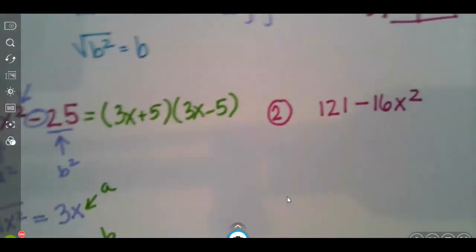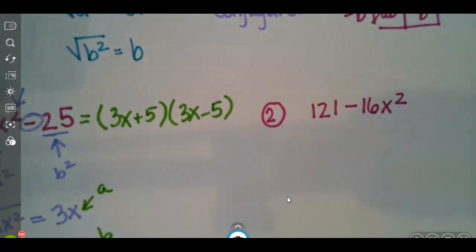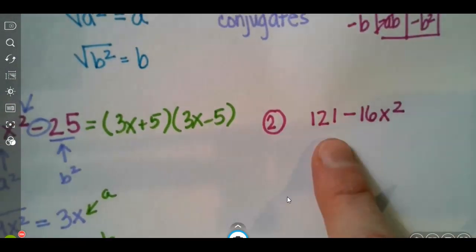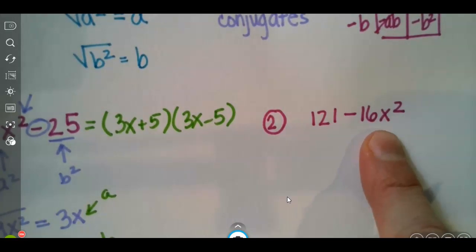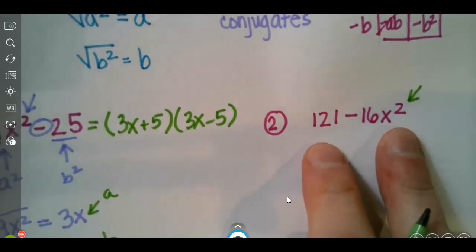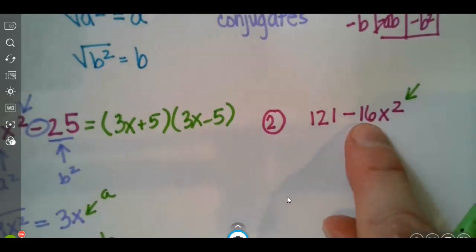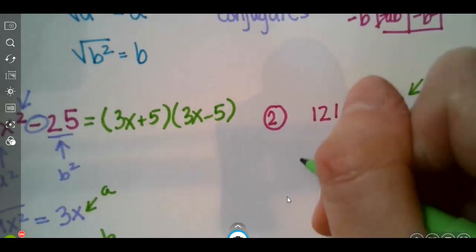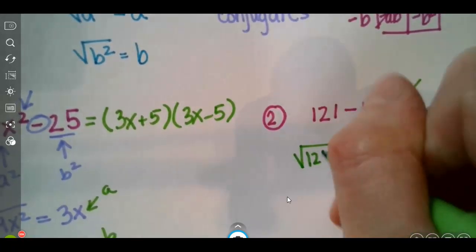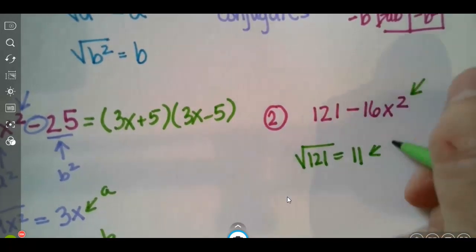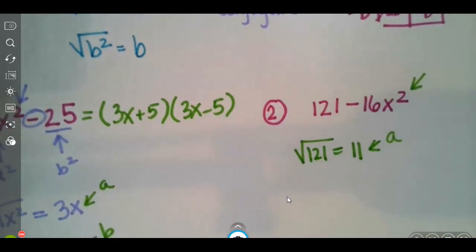All right, next example. Feel free to pause if you want and try it on your own. 121, well, that's in my list, that's 11 squared. 16 is 4 squared, and x to the second is even. So yes, I definitely have two perfect squares. I'm subtracting the two. I'm ready to move on. Your first term, square root of 121 is equal to 11. Because it's the first term, it has to be a. And yes, order does matter.